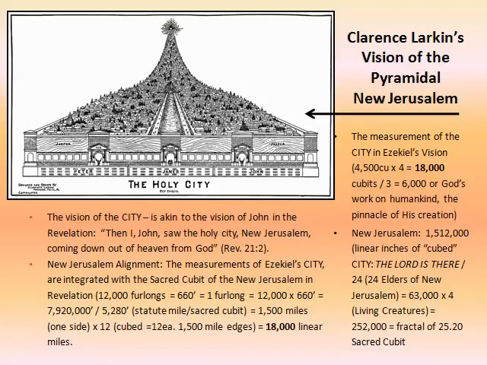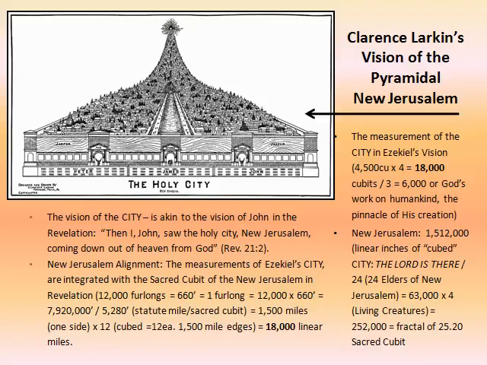The Lord is there, divided by 24, that is the 24 elders of the New Jerusalem, will equal 63,000, times 4, that is the living creatures, will equal 252,000, which equals our fractal of 25.20, the sacred cubit. The vision of the city is akin to the vision of John in the Revelation. Then I, John, saw the holy city, New Jerusalem, coming down out of heaven from God. Revelation 21:2.